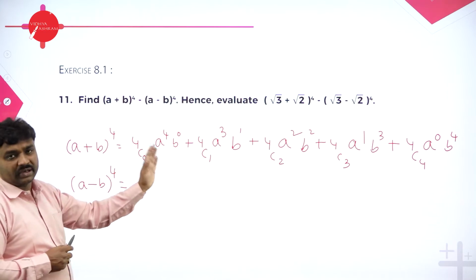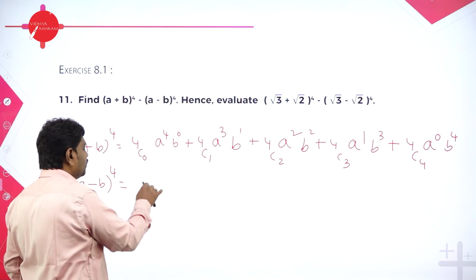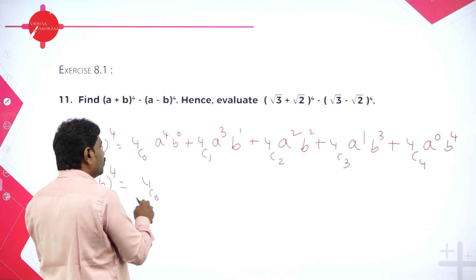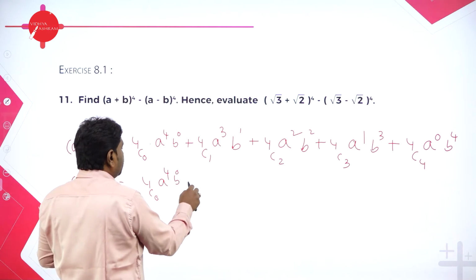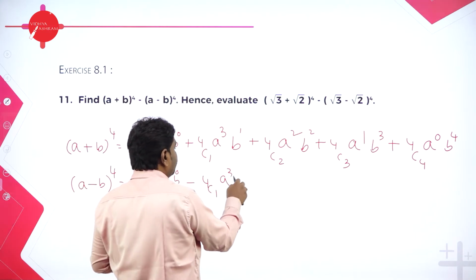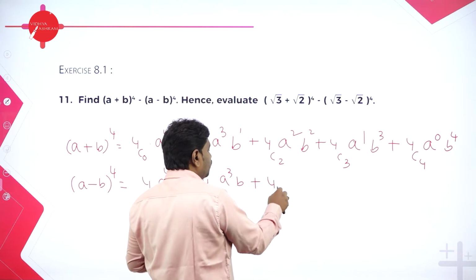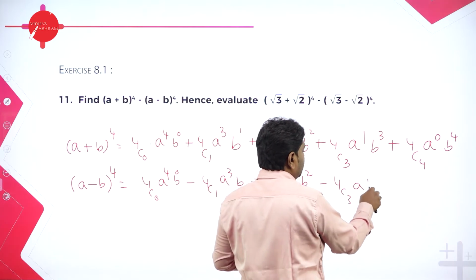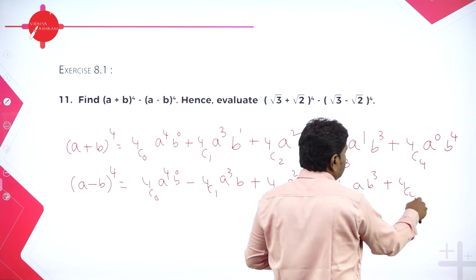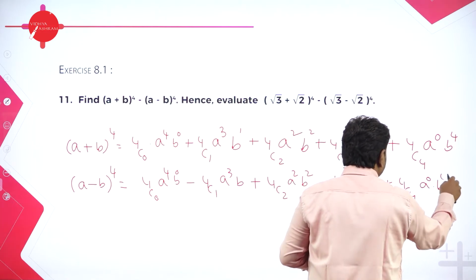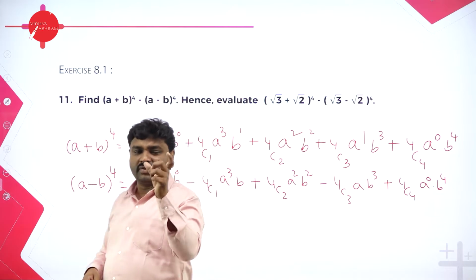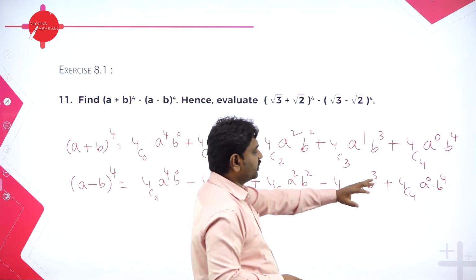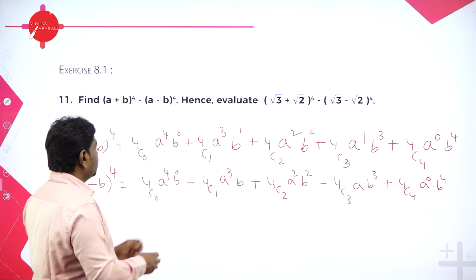First term is positive, then negative, then positive, then negative. So I will get the same because the terms are the same, a and b, here also a and b. So above and below this will be the same. This is also 4c0 a power 4 b power 0, but then minus 4c1 a cube b, then plus 4c2 a square b square, then minus 4c3 a b cube, then plus 4c4 a power 0 b power 4. So using binomial expansion, whenever a minus term is in between, plus minus alternate. First term positive, next negative, next positive, next negative, next positive. And you can take a, b both positive, so that plus minus alternate.